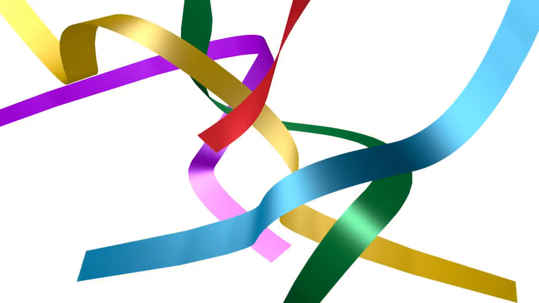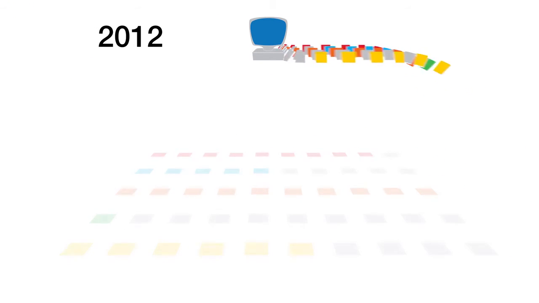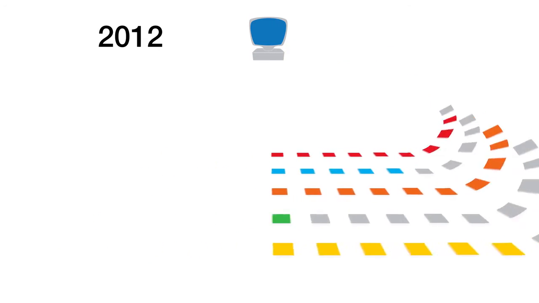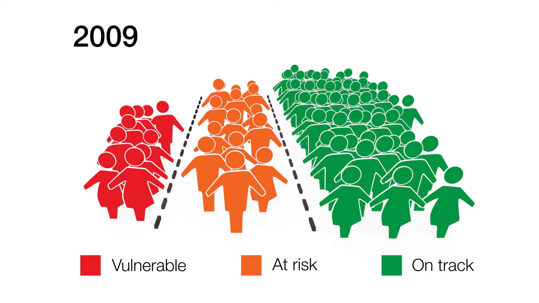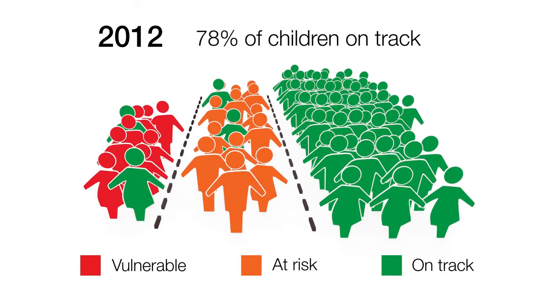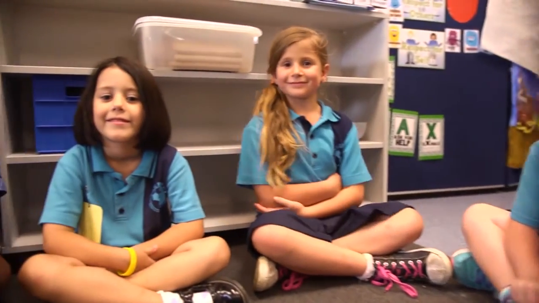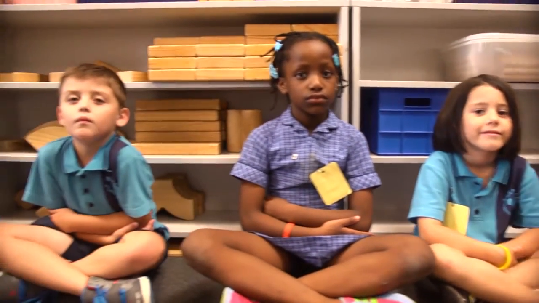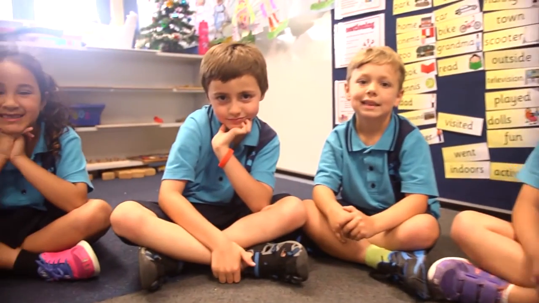In 2012, the second AEDC data collection took place, involving almost 290,000 children. Using the cut point set in 2009, we see 78% of children were on track in 2012, meaning that overall, children in Australia are doing better than they were in the 2009 collection. Future AEDC data collections will enable us to continue to track child development across Australia.